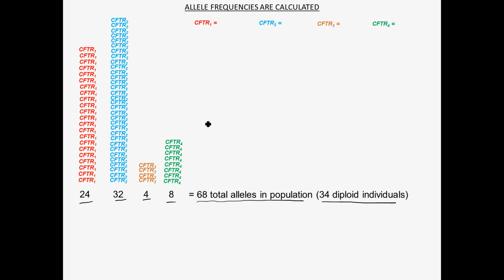So now we're not just going to have p and q, we have p, q, r, and s, where p is the frequency of CFTR1 and q, r, and s are CFTR2, CFTR3, and CFTR4 respectively. So can you calculate up here what is the frequency of CFTR1, and what will be the frequency of CFTR2, 3, and 4 respectively, and you can show your work down here. We can do that in class as well. Okay, so there's something to practice with.